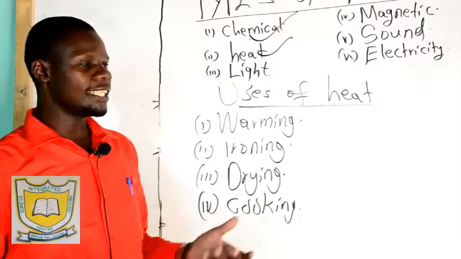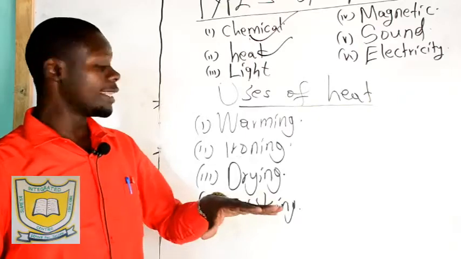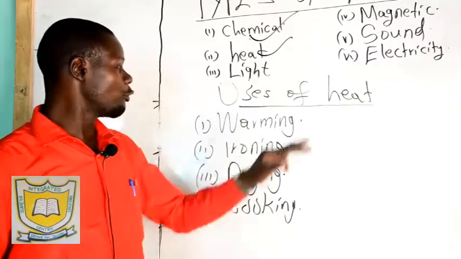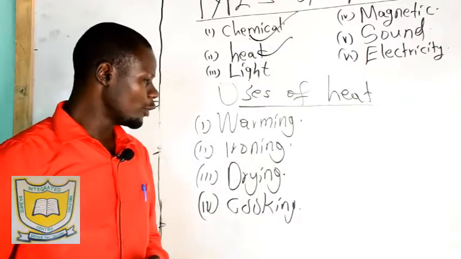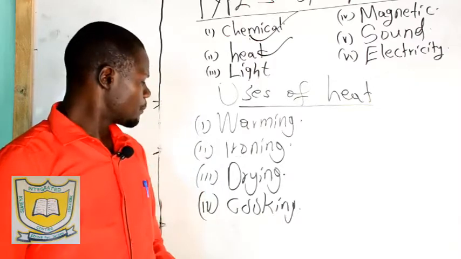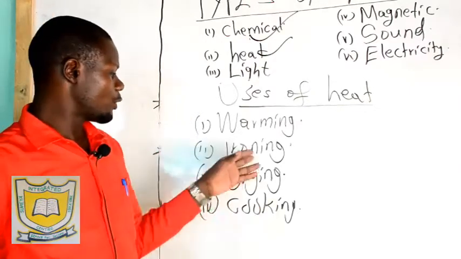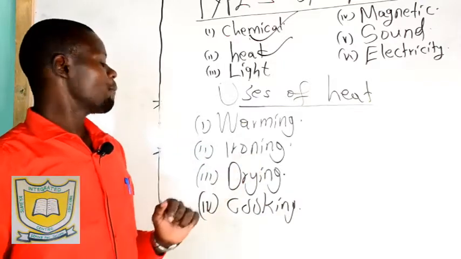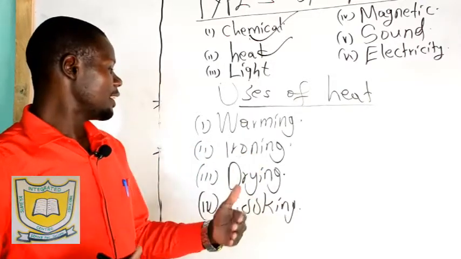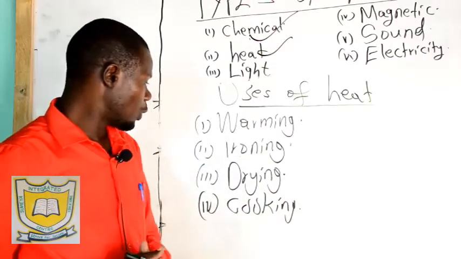When the weather is very cold, you find that you might start shivering. So you have to go where there is a source of heat to warm your body. So warming is the function of heat. Ironing our clothes, for you to look official and smart, you have to iron your shirts and also other clothes. So ironing is used by an iron box, and it is having heat. That heat is the one that is making clothes smart.